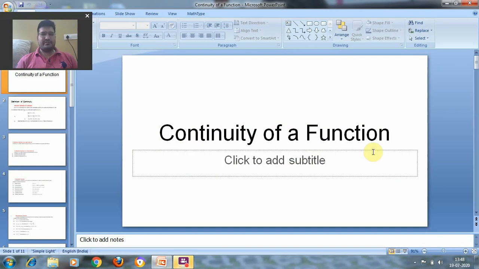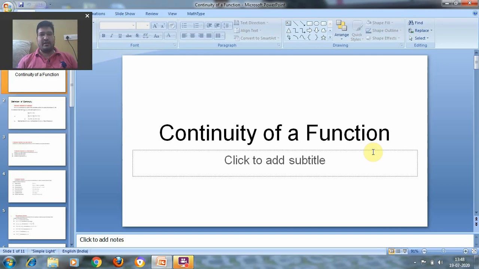Good afternoon, everyone. Our today's topic is continuity of a function. Before we proceed to the mathematical definition of continuity, we just discuss what continuity actually is. Continuous means continuous without breaking.